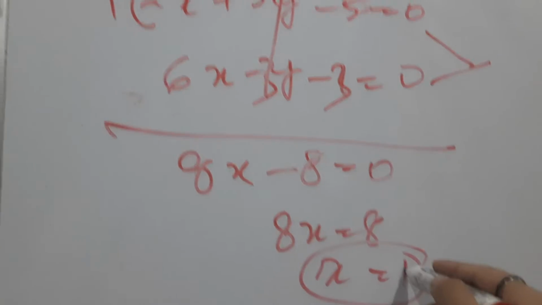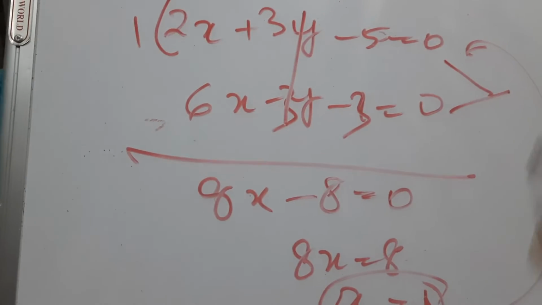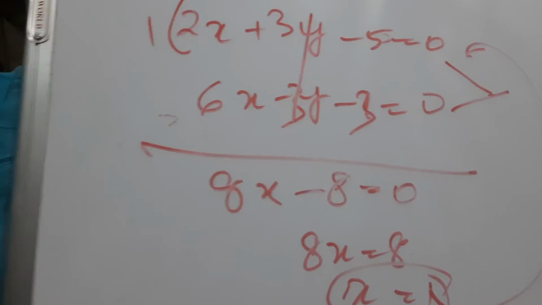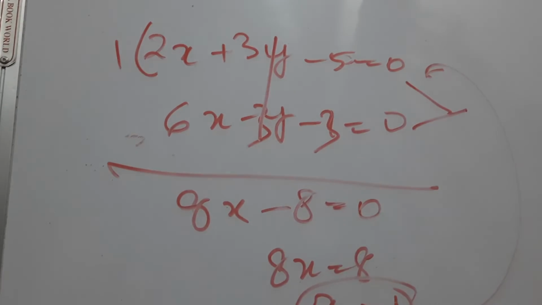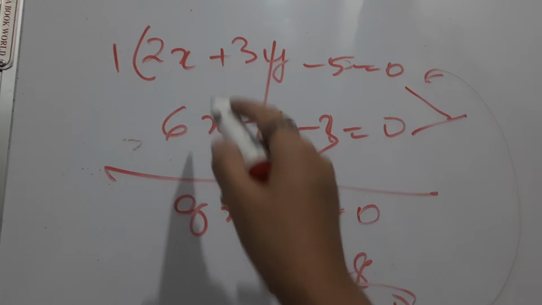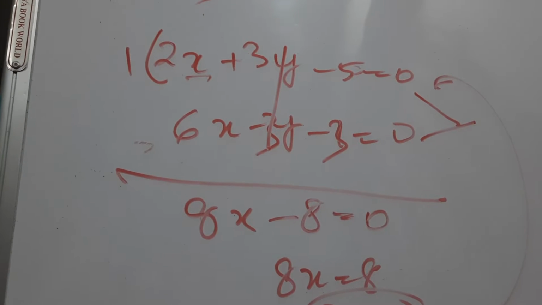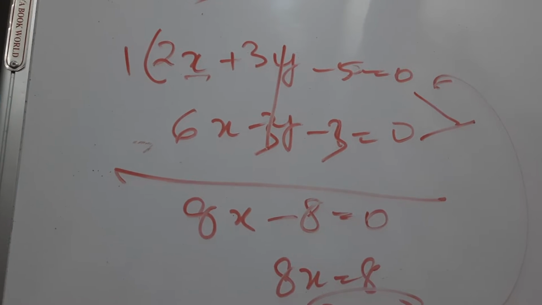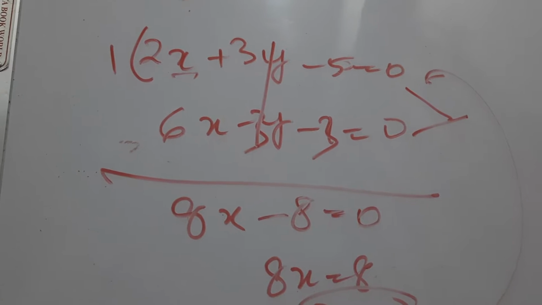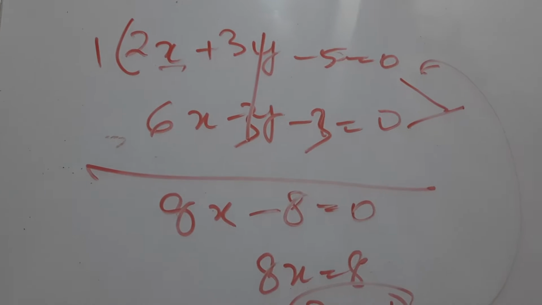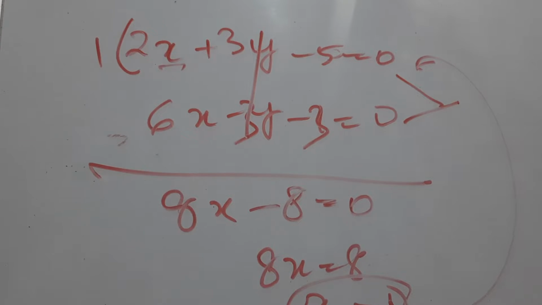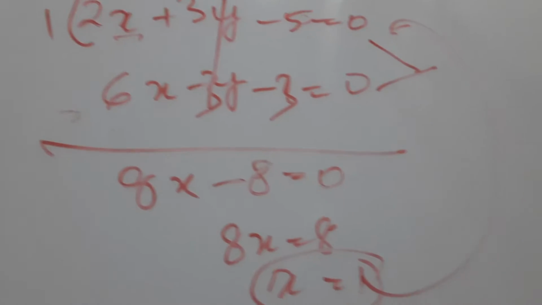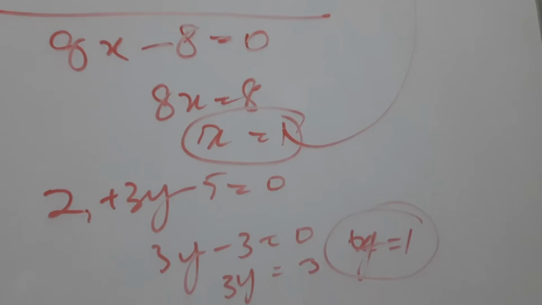to 1. Substitute this x equals to 1 in any of these equations. So if you substitute in 2x plus 3y minus 5 equals to 0, you get 2 plus 3y minus 5 equals to 0, so 3y equals to minus 3, and 3y equals to 3. So y is equals to 1. So y भी हमें 1 आ गया है.